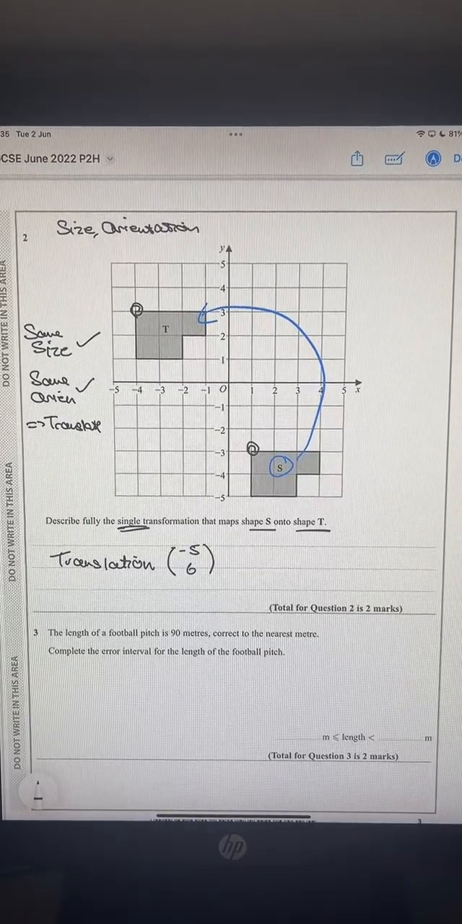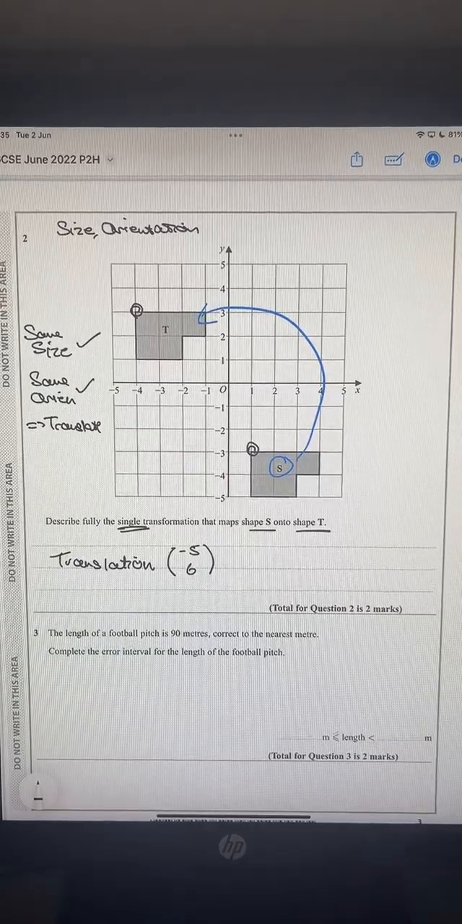This is year 11 content. It's higher paper. Yep, thank you for helping everyone out in the chat.